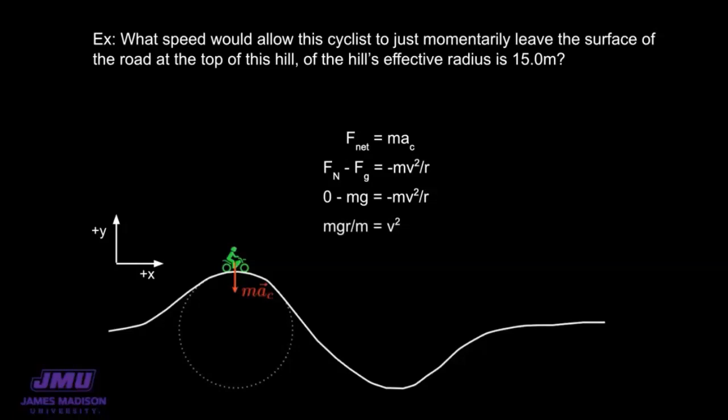So I wind up being able to say that the speed is therefore the square root of g times the radius of the circle. At the very, very top of the circle, if this person is traveling 12.1 meters per second, they will just barely have the normal force reach 0 newtons. Meaning if they're going any faster than this, they'll actually lose contact with the road, at least briefly.